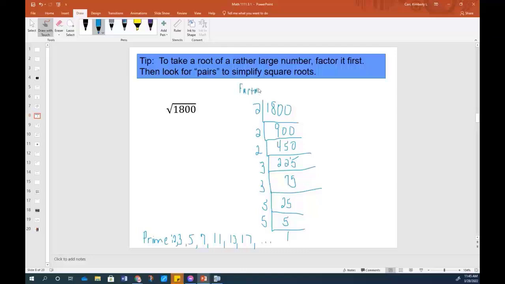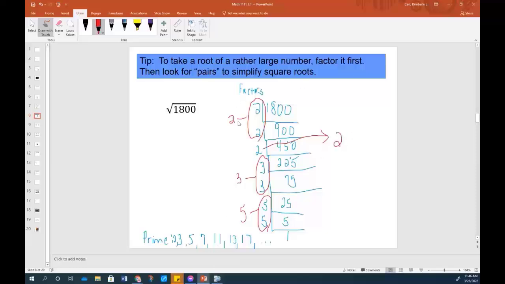And then you can simply look for pairs. There's a pair of 2s. Here's a pair of 3s and a pair of 5s. Now this 2 does not have a pair. I'm just going to draw an arrow the other way.